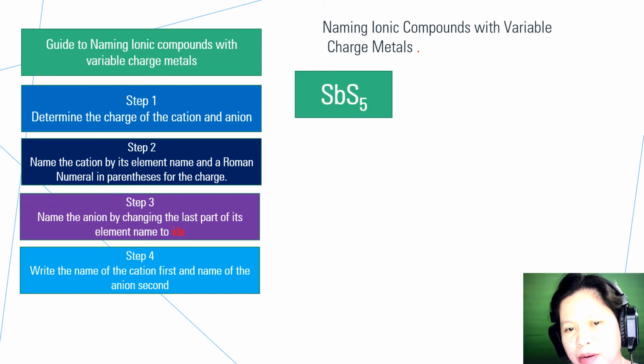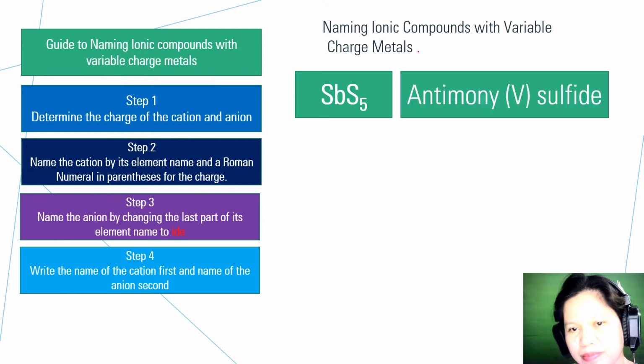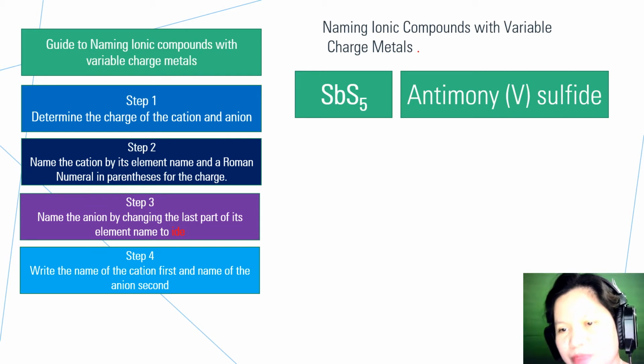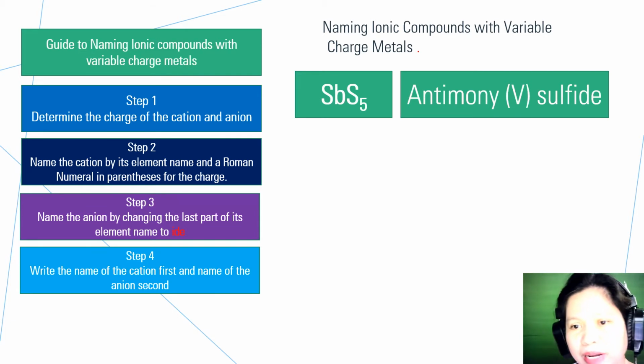Sb is 5. So, that will be antimony 5 sulfide. So, saan po nanggagaling yung 5 na charge? Ay, saan po nanggagaling yung subscript na 5? Nanggagaling po siya sa charge ng antimony. Okay, so ibig sabihin, antimony is the cation and sulfur is the anion. That's why the name of our compound is antimony 4 sulfide.